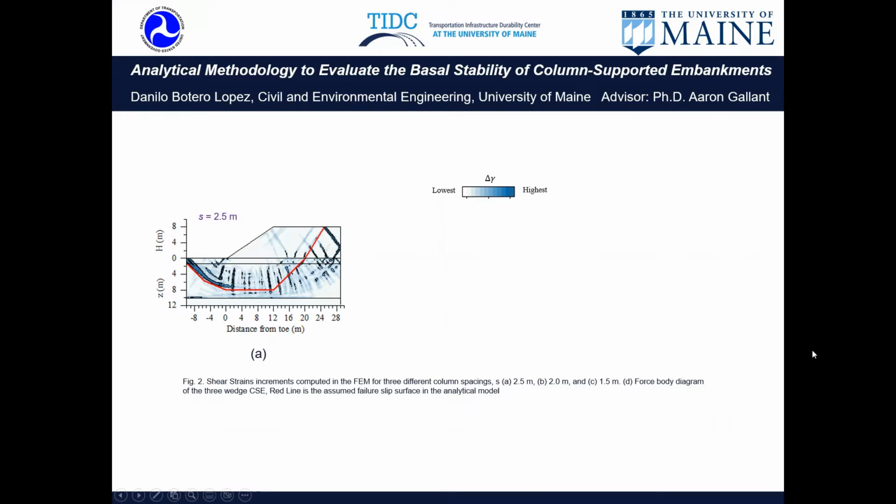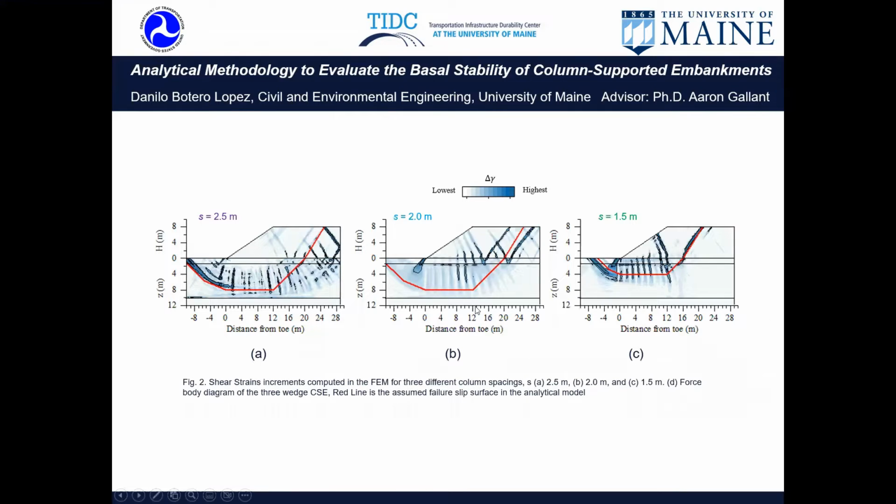We are developing a method to calculate not only the factor of safety against the basal stability, but also the location of the slip surface. For example, in this case, the red lines indicate the failure slip surface that we are obtaining using our analytical solution. And the other two cases correspond to column spacing of 2 meters and 1.5 meters.